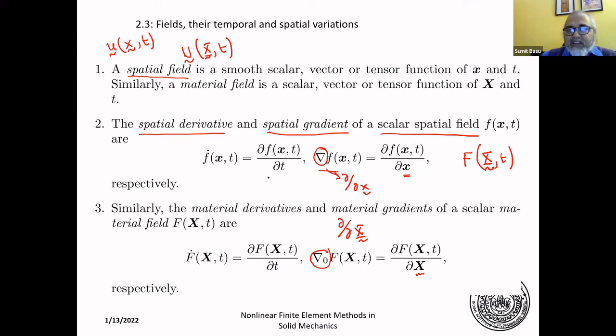So we can take these different kinds of derivatives, right? From the context, most of the time it will be clear whether we are taking a spatial derivative or a material derivative, but we'll need both of them. We will see how we convert one derivative into another in a later lecture.